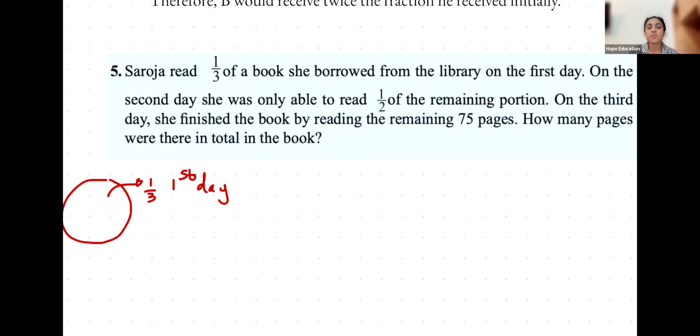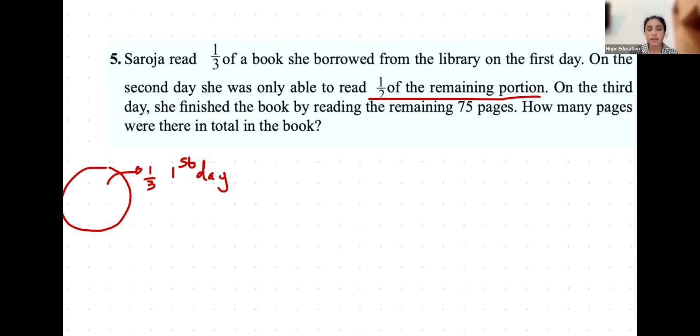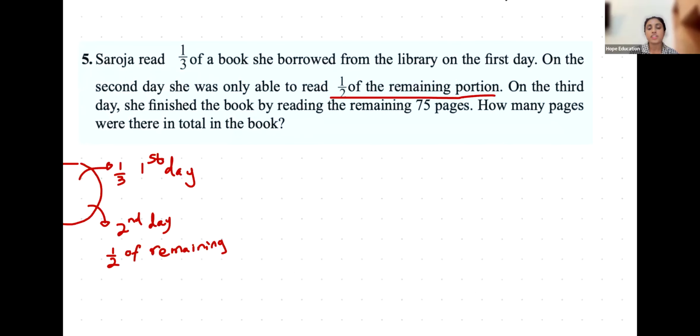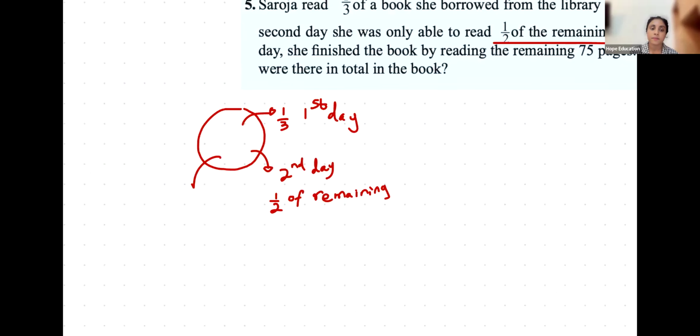On the second day, she was only able to read half of the remaining portion. Second day, not half, but half of the remaining. Then on the third day, she finished the book by reading the remaining 75 pages. On the third day she reads the remaining 75 pages, and that is the end of the book. How many pages were there in total in the book?